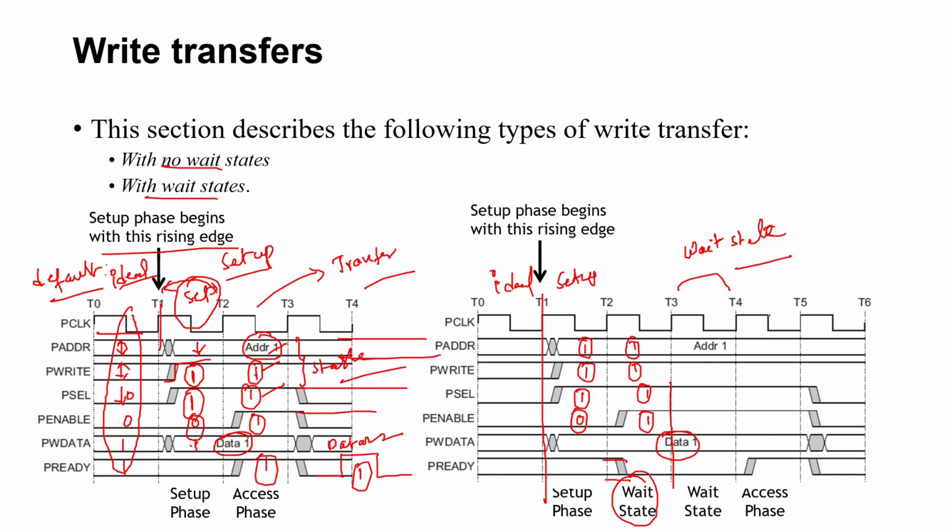And from T4 to T5, we are maintaining PWRITE high, PSELECT high, PENABLE high, and valid PWDATA is maintained, and then the ready signal should be high. The slave will be ready to receive the data, and only then is the data transferred. That is the access phase.